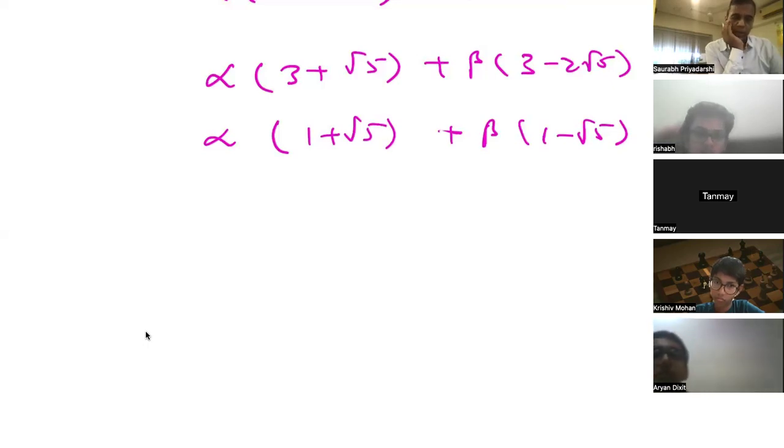Both are not equal, in fact. Who is not there?